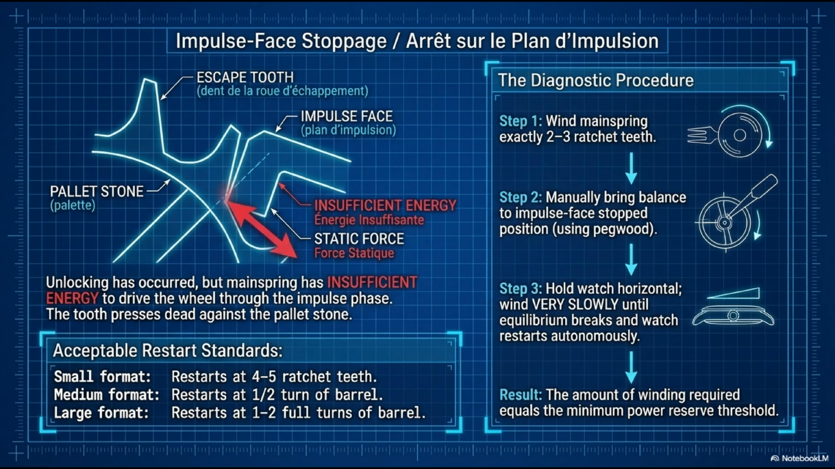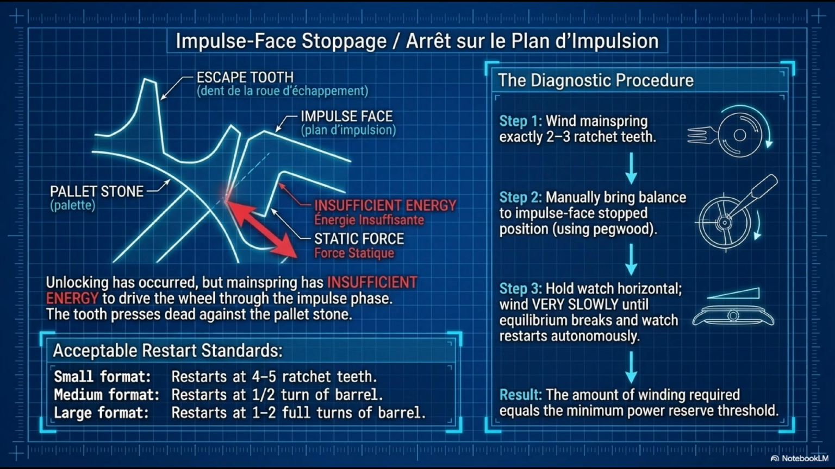The mechanism is stuck in a partially advanced equilibrium. Every watch will eventually reach this state as the power reserve depletes. The engineering question is not whether it will happen, but at what minimum power reserve level the watch self-restarts. The diagnostic procedure shown on this slide is specific and standardized. Step 1. Wind the mainspring exactly 2 to 3 ratchet teeth, 2 to 3 clicks of the crown.